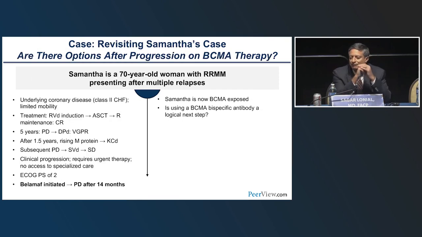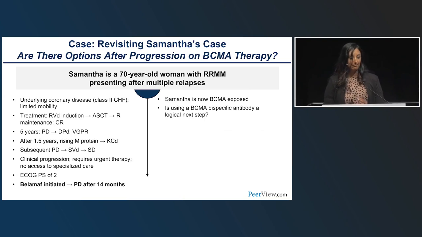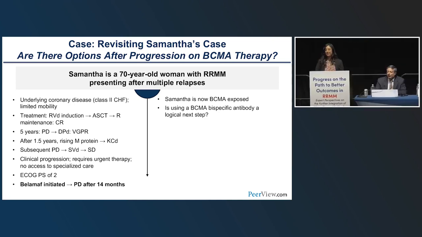Perfect. And I think this is actually coming back to your case now. So our 70-year-old woman with relapsed refractory disease had class 2 CHF, and now had the Belamat, did great, got 14 months of duration of response, and then had progressive disease. So now that she's BCMA exposed, do you think she could get a BCMA bispecific as the next step if it's available?